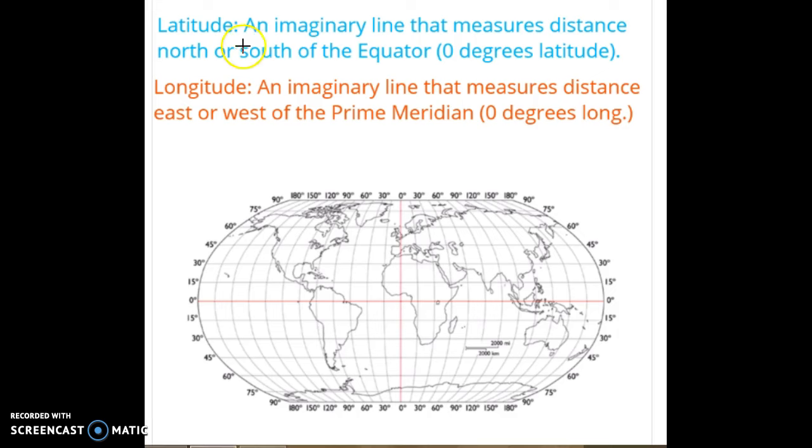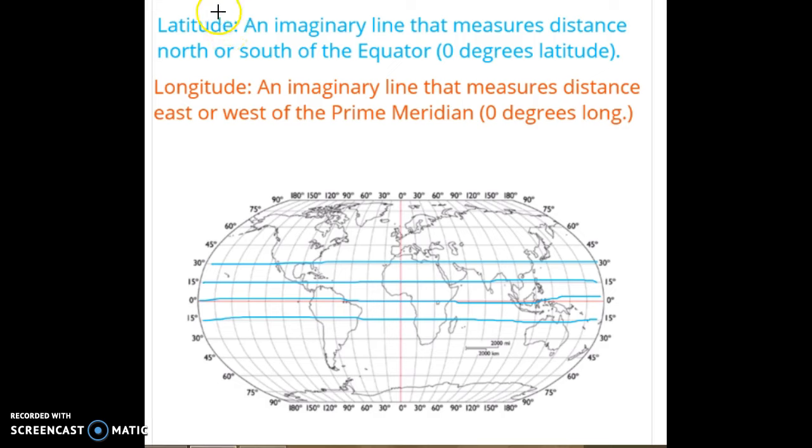A latitude line is an imaginary line, meaning that it's not a real line on the planet, and it measures distance north or south of the equator. So these are our latitude lines. They run from left to right. That's the direction they go, but they measure distance north and south of the equator. So all of these lines right here, in blue, are latitude lines.